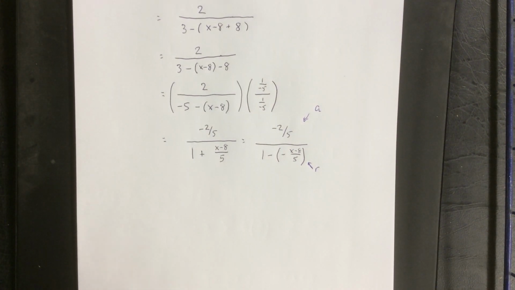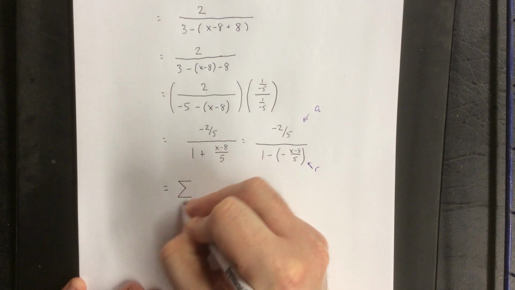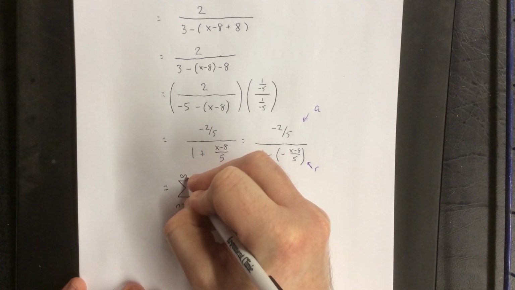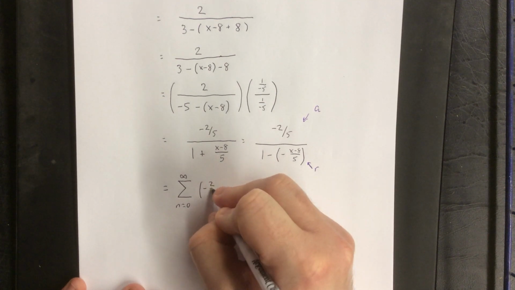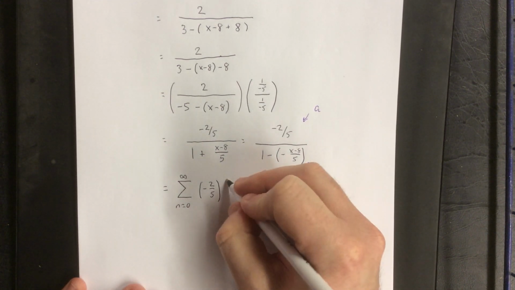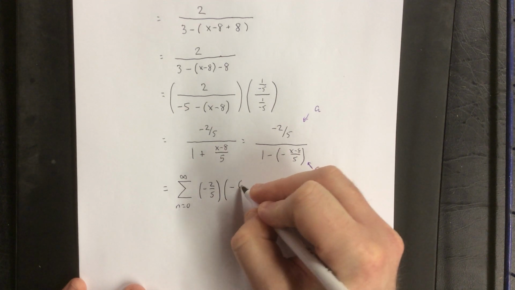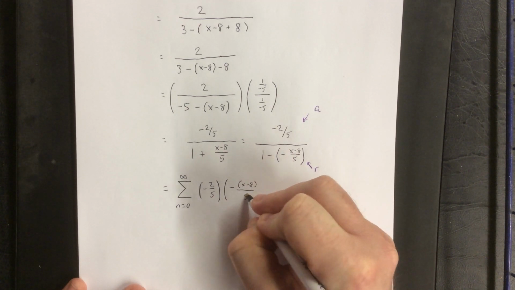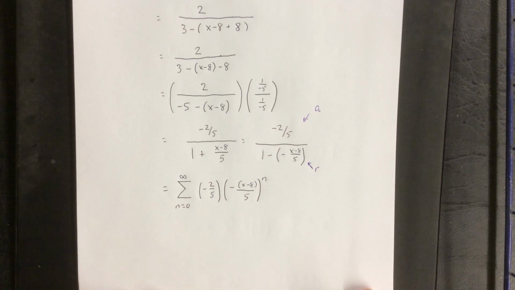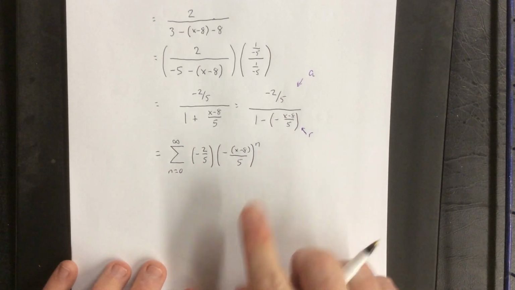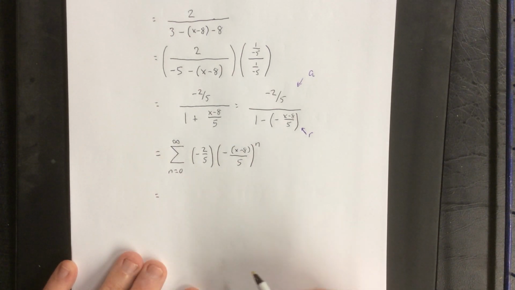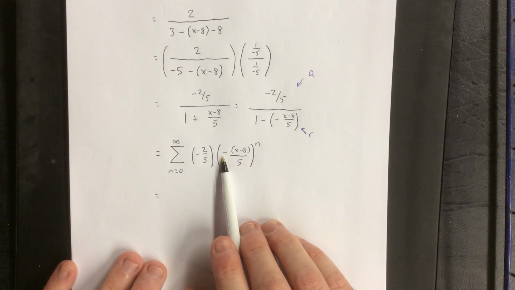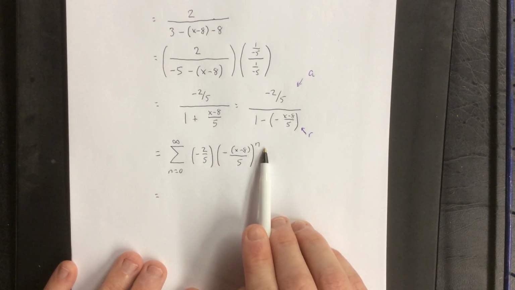So changing this back into a geometric series or power series will be the following. This will be the sum from n equals 0 to infinity of, first term is -2/5. Common ratio is going to be negative x minus 8 over 5 raised to the nth power. Now again, if you wanted to simply leave it in this form, there's nothing wrong with doing that. But in the event that you want it to be a little bit more specific, this will actually give us an alternator in here, this negative raised to the nth power.